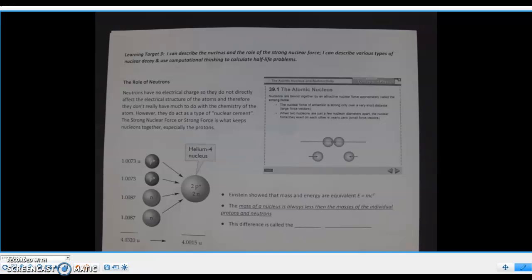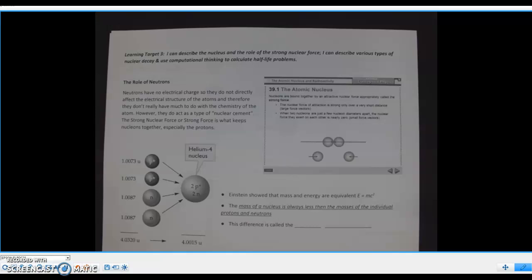Hello everyone. We're going to look at learning target 3. Okay. And learning target 3 has to do with nuclear chemistry, the role of protons and neutrons in the nucleus, and how we get certain decays of radioactive isotopes.